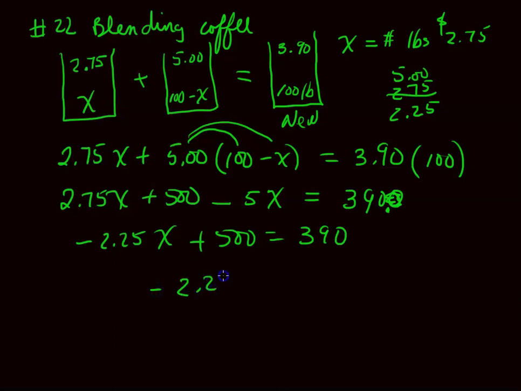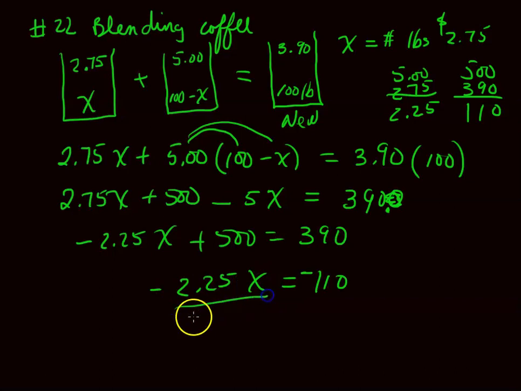Negative 2.25x. What is 390 minus 500? Well, really, what is 500 minus 390 and make it negative? 10 minus 9 is 1, and 4 minus 3 is 1, so that makes sense. 110. Negative, though, because you're subtracting 500. Now the negatives are going to cancel.